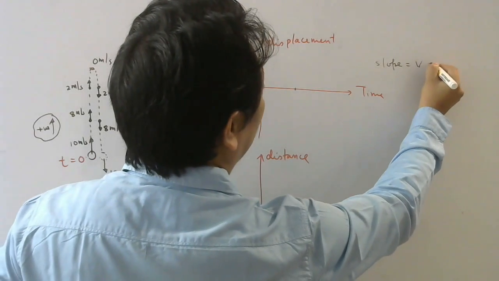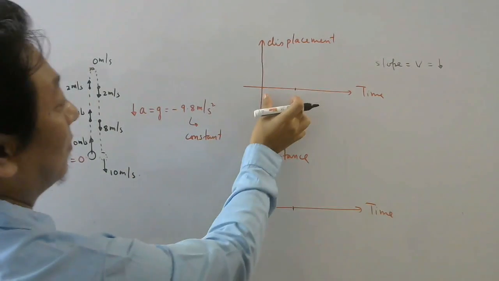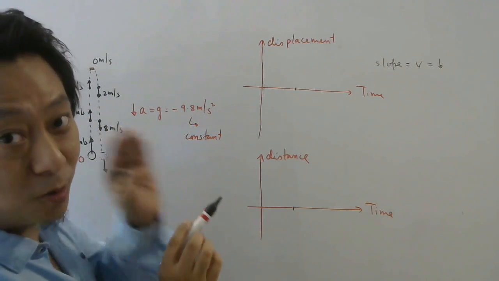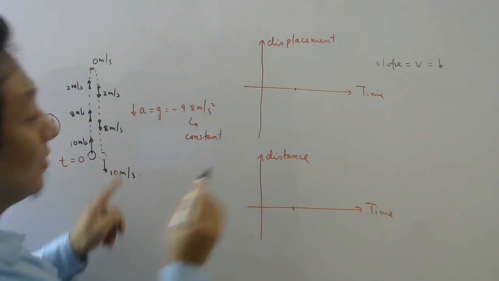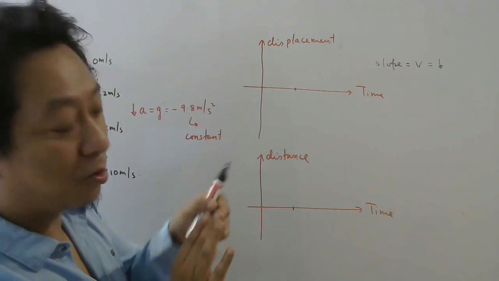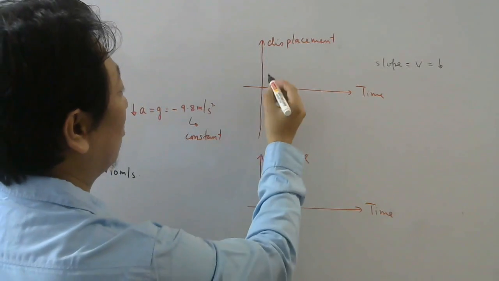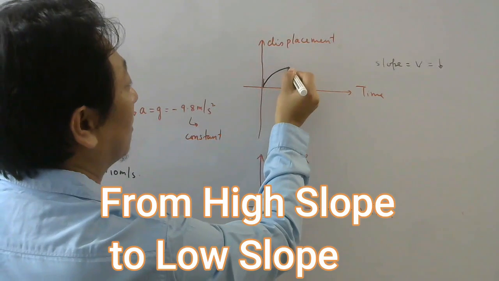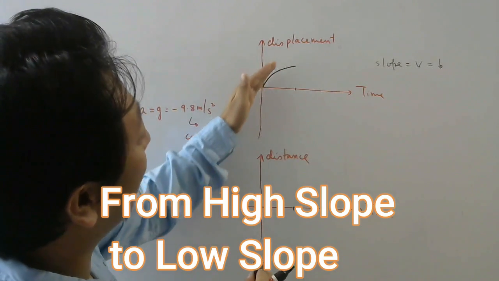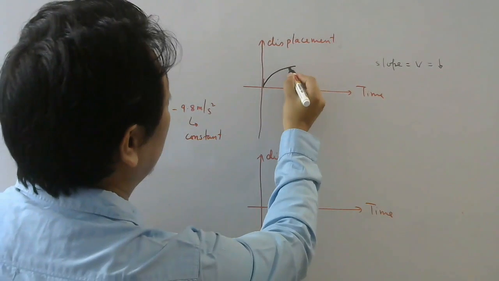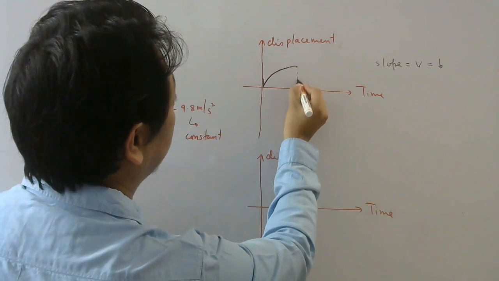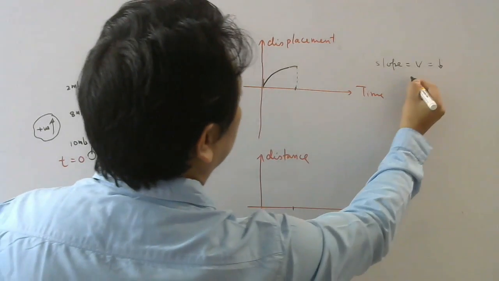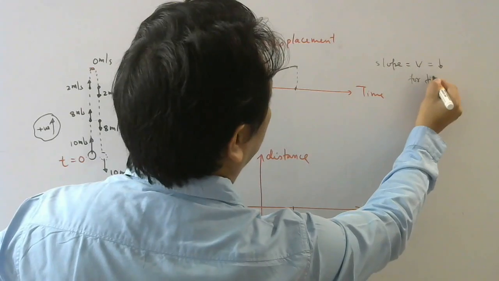So the slope should decrease in the first part. But remember, it should be positive. The slope should be positive, right? How will you draw a graph with decreasing slope? This way, right? So it should start with a very high slope and then it should go to a low slope. So it starts with high slope and then low slope. After you reach this point, what will happen? This is up to this point, okay? So this is for the first half.